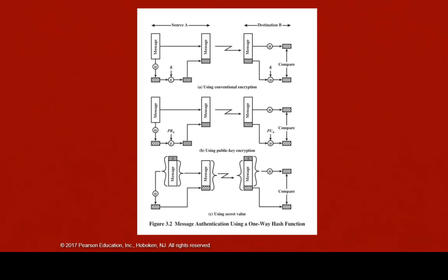Please review the message authentication figure. The figure illustrates three ways in which the message can be authenticated. The message digest can be encrypted using conventional encryption. If it is assumed that only the sender and receiver share the encryption key, then authenticity is assured. The message digest can be encrypted using public key encryption, shown in Part B, and this is explained in Section 3.5.